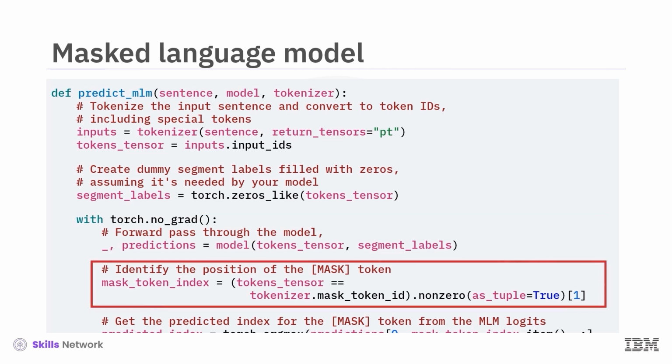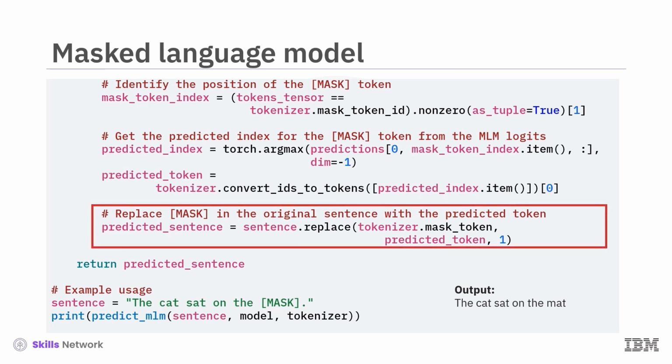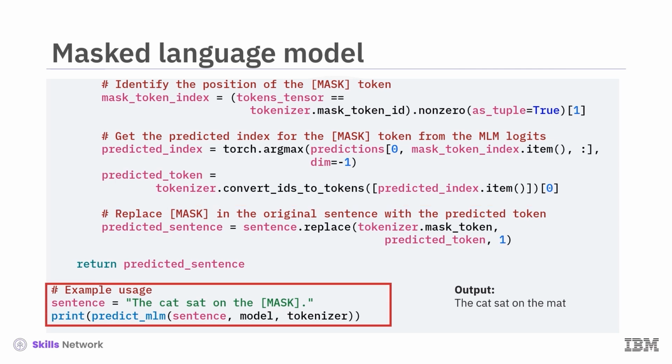The position of the mask token is identified using the nonzero method and stored in the mask token index variable. Remember that all tokens except the mask token are zero padded. The predicted index for the mask token is obtained by taking the argmax of the MLM logits at the corresponding position, which is of the shape batch size, sequence length, vocab size. The predicted index is converted back to a token using the convert_ids_to_tokens method of the tokenizer. The original sentence is then replaced with the predicted token at the position of the mask token, resulting in the predicted sentence. The predictMLM function is called with an example sentence, a BERT model, and a tokenizer. The predicted sentence is printed with the mask token replaced by the predicted token.